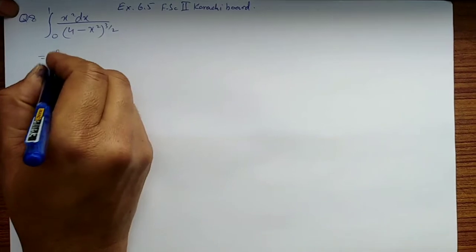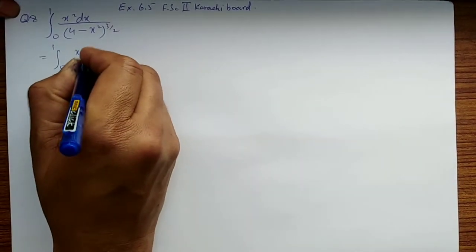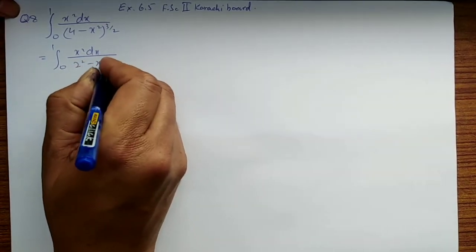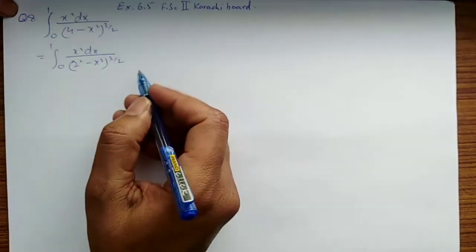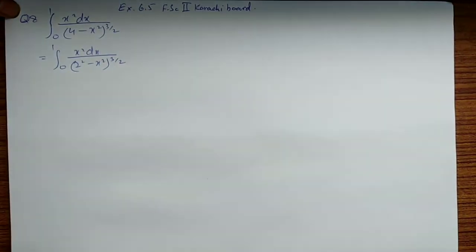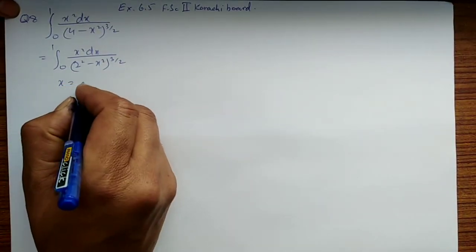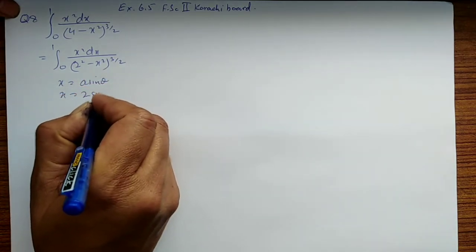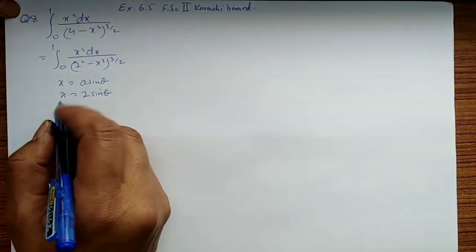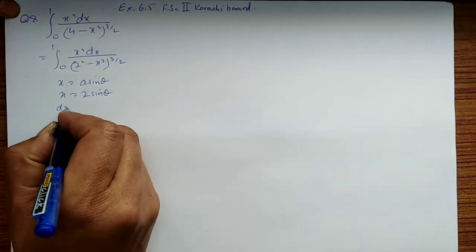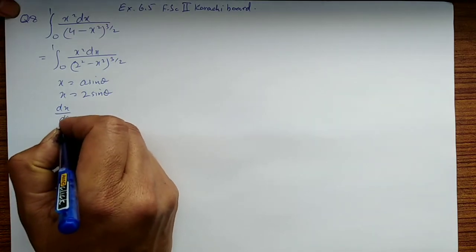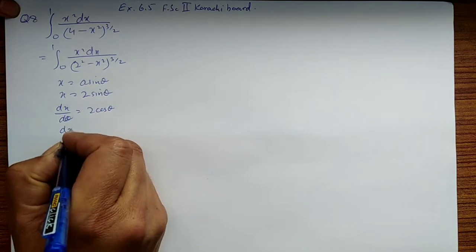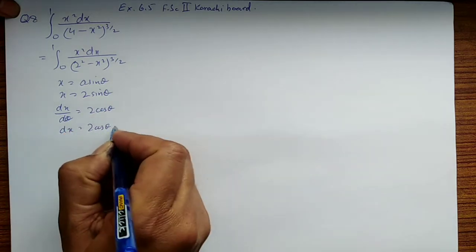Now we can write this question in the form x square dx upon (2 square minus x square) whole power 3 upon 2. Now we can substitute x equals a sine theta, so in place of a here we have 2 sine theta. Before putting the value, we find the derivative dx upon d theta, that is 2 cos theta, and so dx is 2 cos theta d theta.